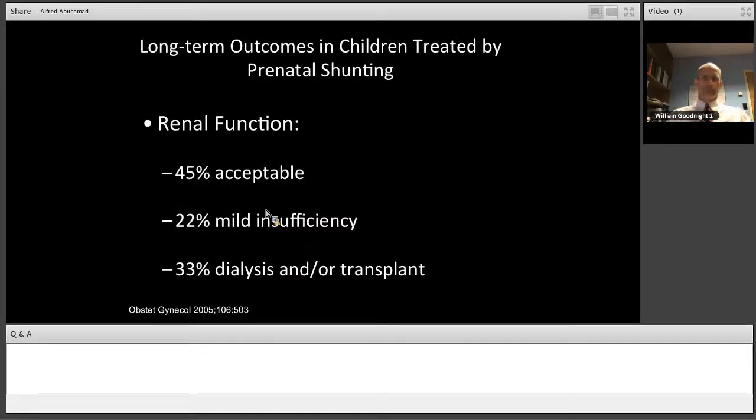However, a lot of studies suggest that the renal function is probably marginally improved at best long term. And I think the reason why survival improved is probably the reduction of the complication of pulmonary hypoplasia in many of those pregnancies. So the impact on renal function is probably not as strong. And most of those pregnancies that you see and treat with a shunt will end up with significant renal dysfunction, as you see right here, about a third with dialysis or transplant, and about 22% with mild insufficiency.